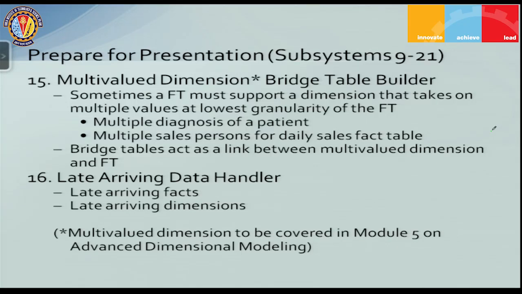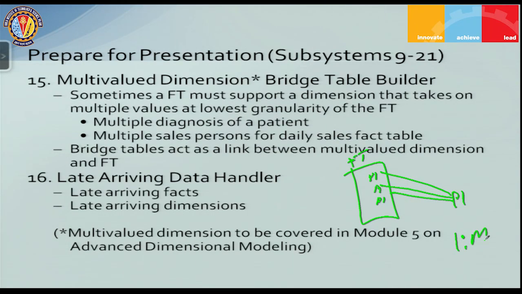Then we have the multi-valued dimension bridge table builder. Most of the dimension tables have a one-to-many relationship with the fact table. So there is a product P1. In the fact table, you will see that there will be many records, in this sales fact table, in which this particular product is sold. So there is a one-to-many relationship between the dimension table and the fact table.